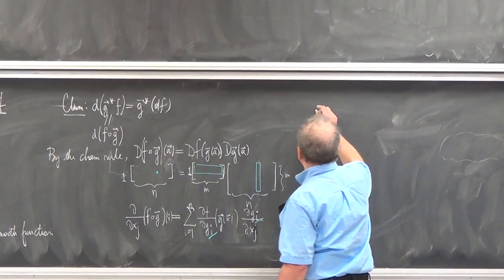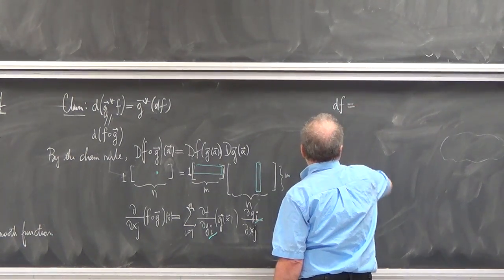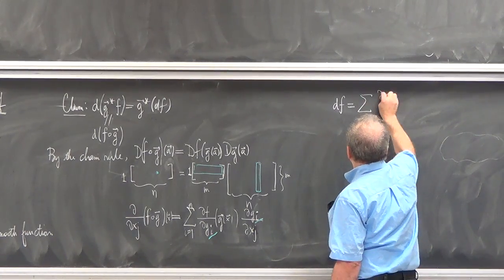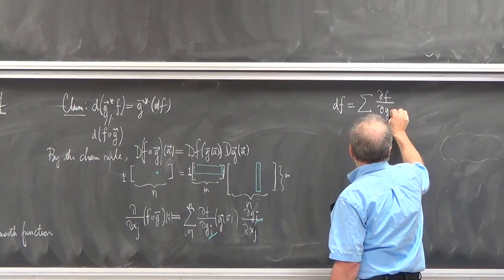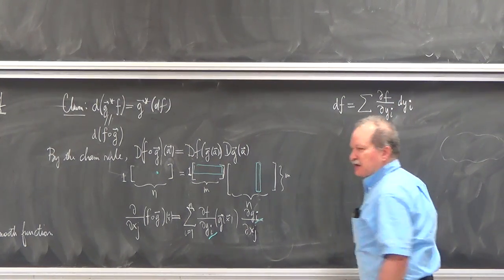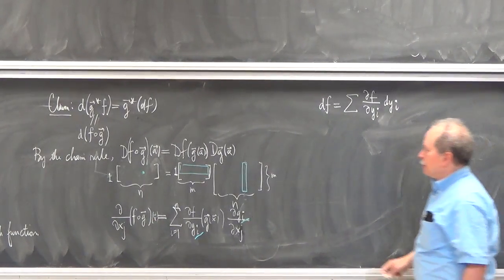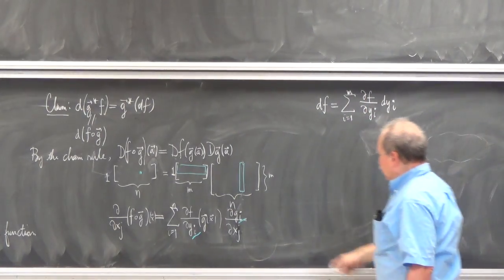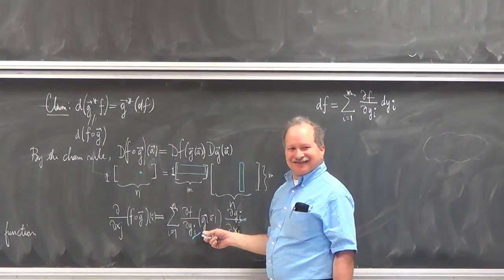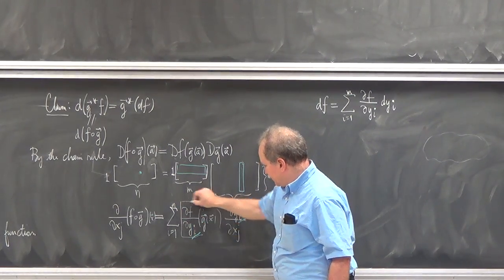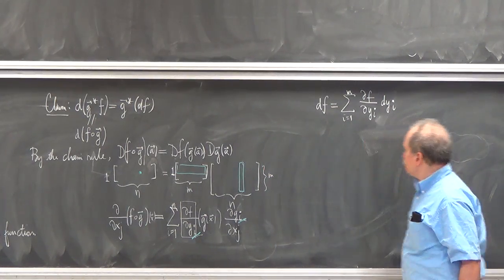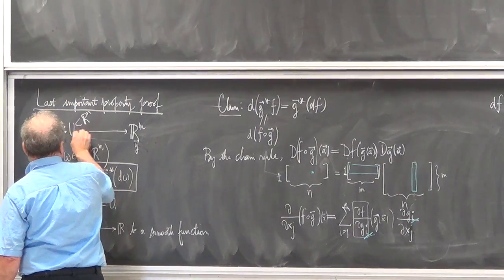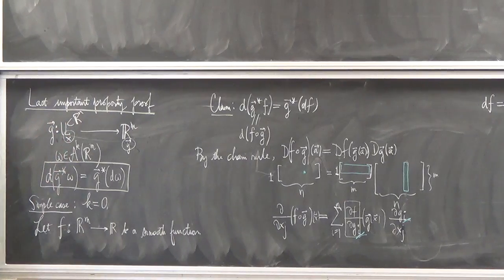So let's look at what df is. Well, df is the sum of the partials with respect to its variables times the corresponding d variable. Well, that looks good. That's this term, right? So the y's are the variables here, and the x's are the variables here. That's the notation I'm using.